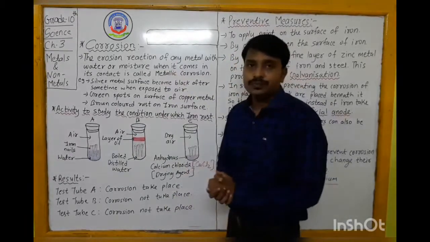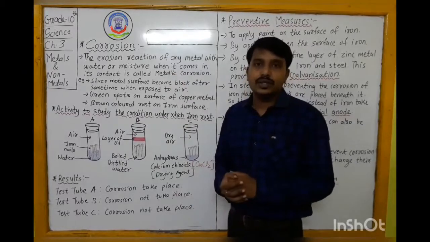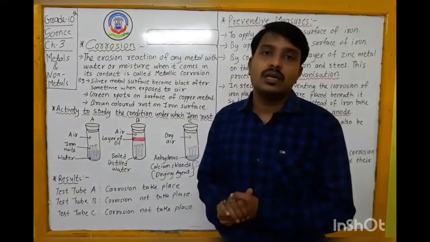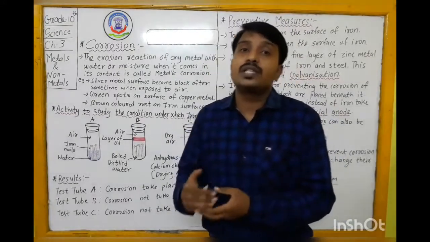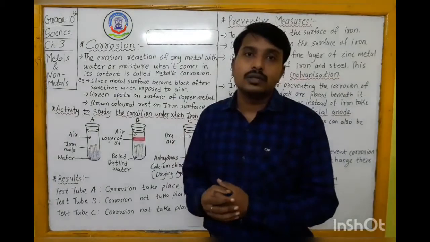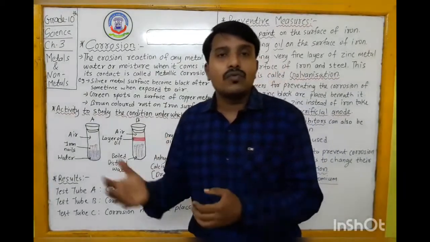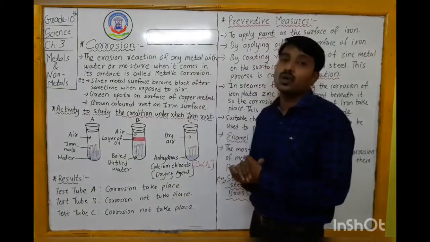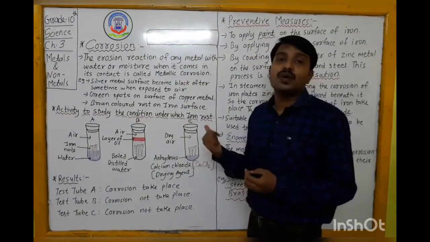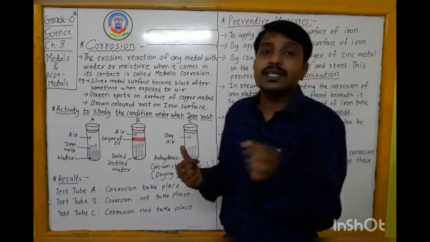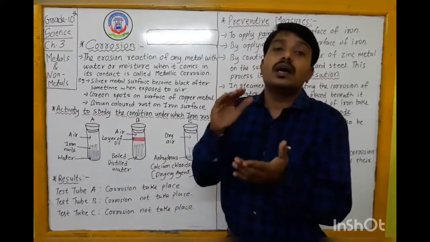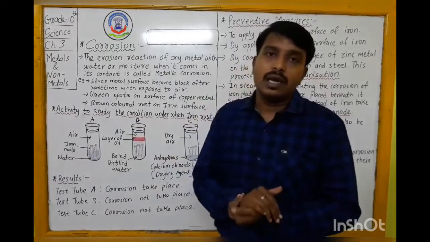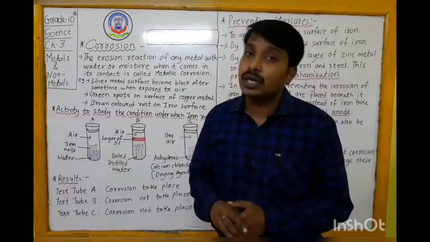So what is corrosion? The corrosion reaction taking place on the surface of any metal when that surface comes in contact with moisture and water present in air or water, such reactions are known as metallic corrosion reactions. Now in this chapter this word is specially termed as metallic corrosion, meaning the corrosion reaction taking place on the surface of the metal. So that is known as metallic corrosion reaction.